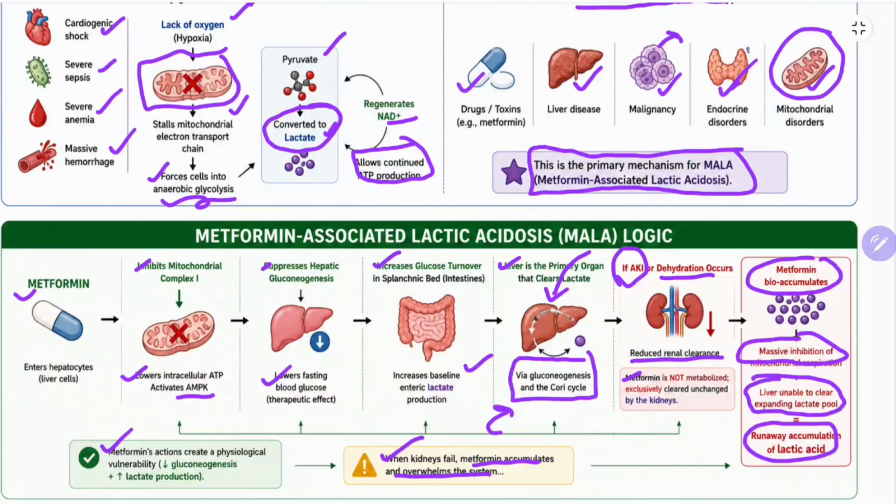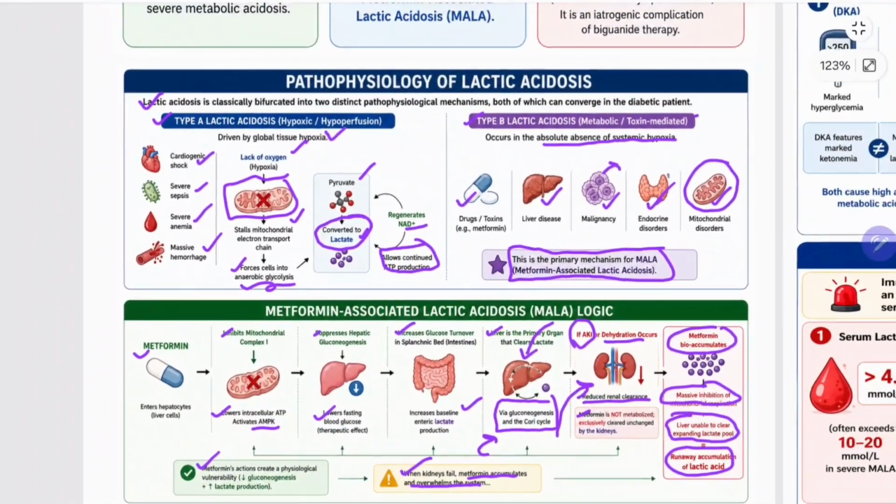For example, in critical illnesses, when there is dehydration or for some reason acute kidney injury, what will happen? Because metformin is not cleared by the kidneys, metformin accumulates. But the mechanisms which clear lactate are overwhelmed because of excessive metformin, and that will lead to lactic acidosis. That's the mechanism of action.